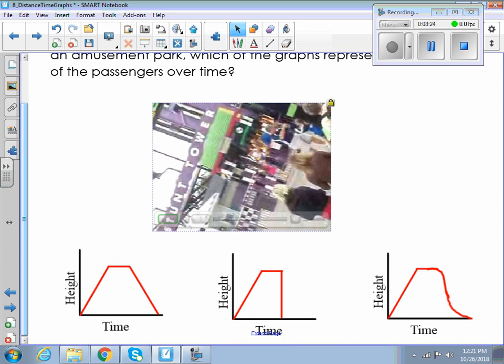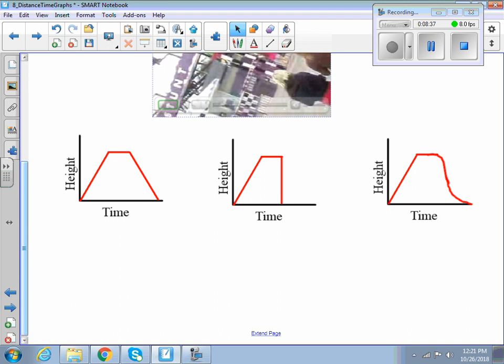Okay? Second one. Let's see what's the problem with the second one. Yes, it's very abrupt. It shows that no time passes between the time that they let you go and the time that you came to the ground. And you're hitting the ground like boom, dead. Okay? No good. Not gonna work out. I don't want to be on that ride.